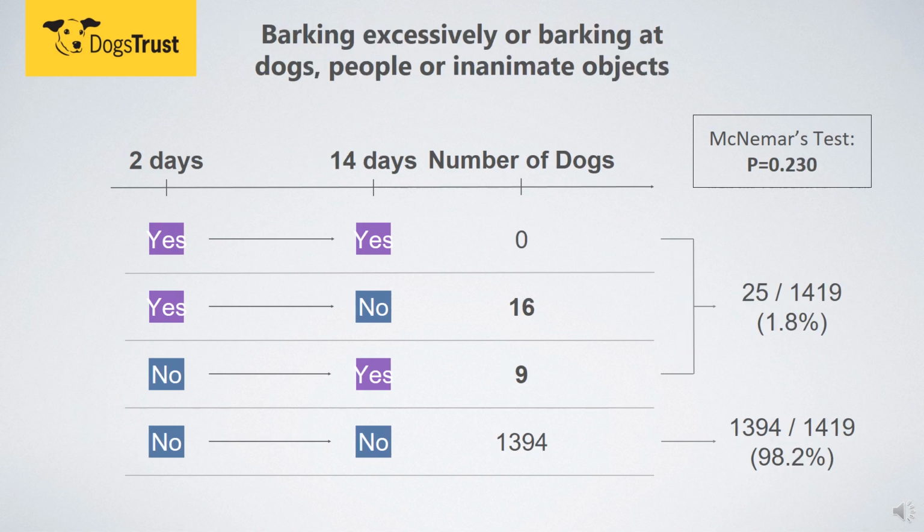For the next behaviour, which was barking excessively or barking at dogs, people, or inanimate objects, this was only reported in 2% of dogs by 14 days after adoption. And again, McNemar's test is showing that there's no difference between the frequencies reported here in bold.